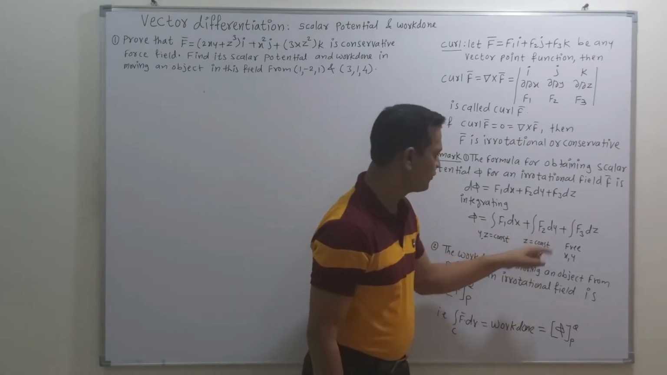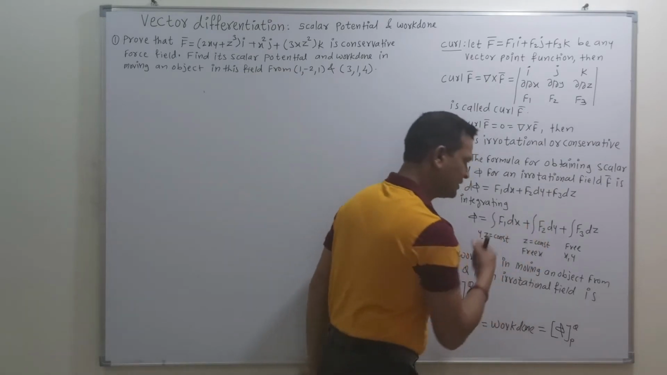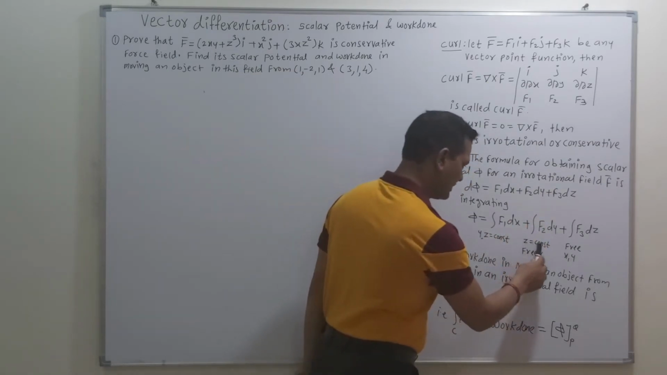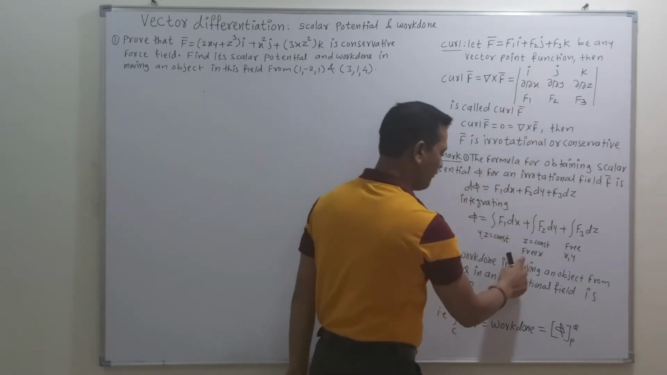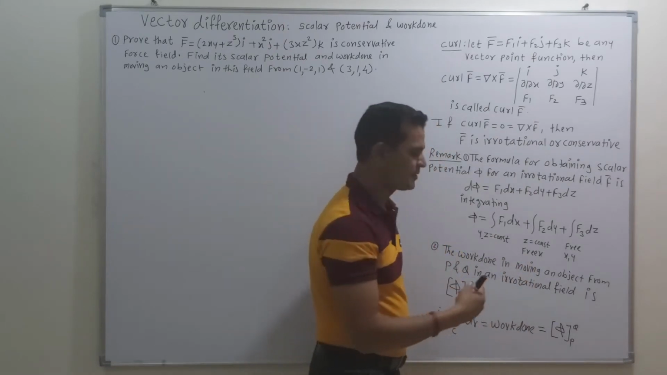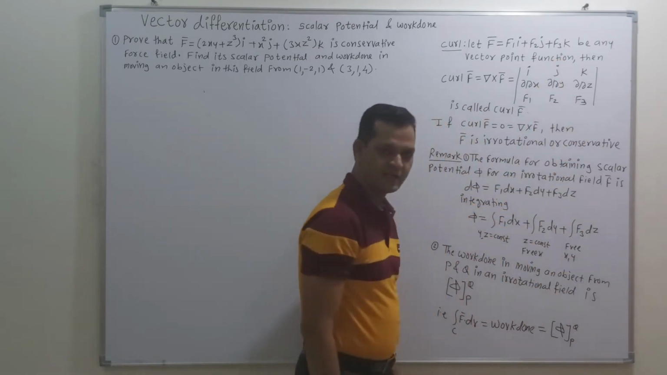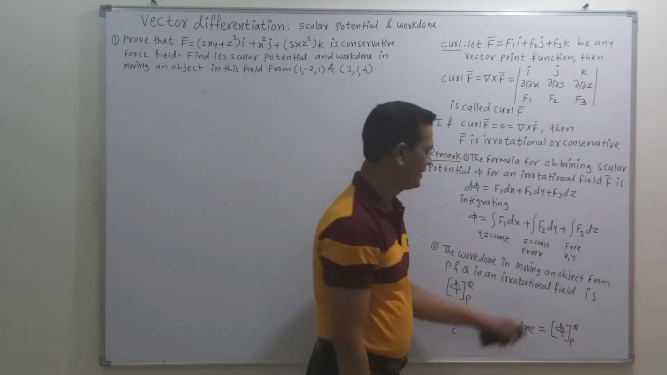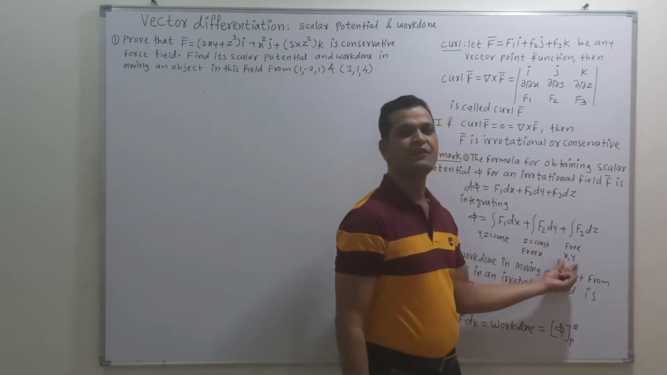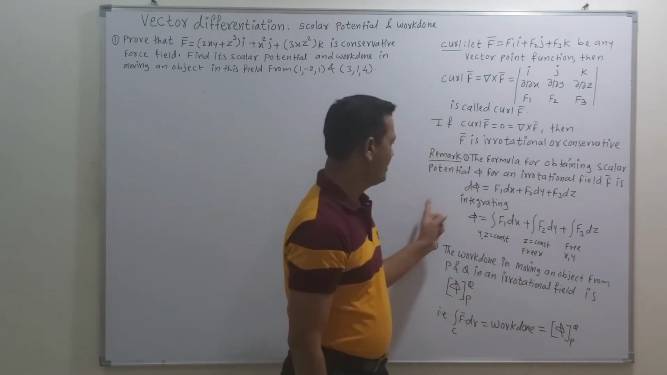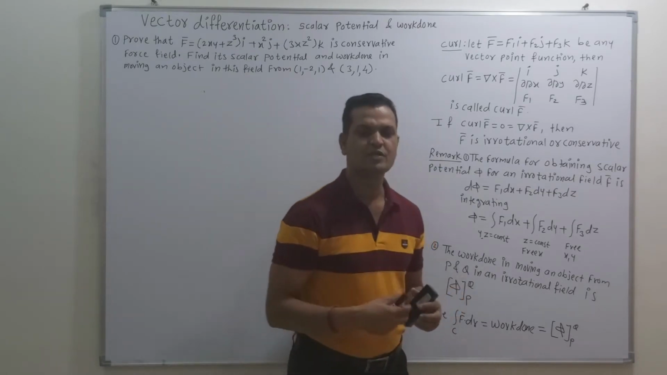Then integrate f2 dy, that means take the second component. While finding the integration of this second component, take the value of z as constant, and only choose those terms from f2 which are free from x. Then f3 dz, that means this is the third component, its integration is with respect to z, and while taking the value of f3, take only those terms which are free from x and y. So this is the formula for obtaining the scalar potential of an irrotational vector field.